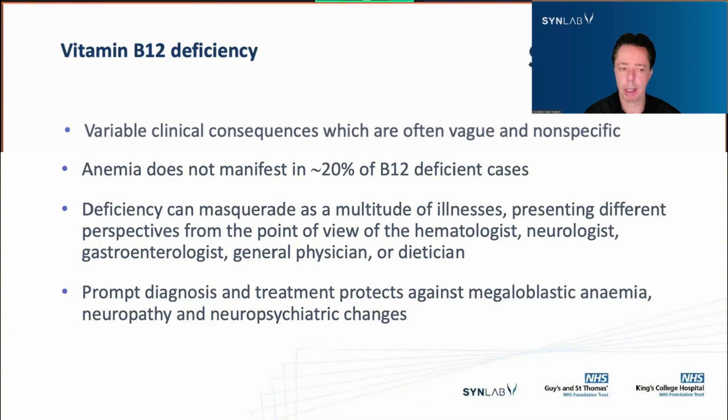Instead of anemia, they may have cognitive decline. They may have neurological problems because of B12 deficiency. But diagnosing B12 deficiency quickly is really important. This means that treatment can start and it can protect against megaloblastic anemia, neuropathy, and neuropsychiatric changes. Now, importantly, some of these changes, neuropathy, for example, in some cases become irreversible. So the later you diagnose the deficiency, the more likely it is that you could have permanent problems.